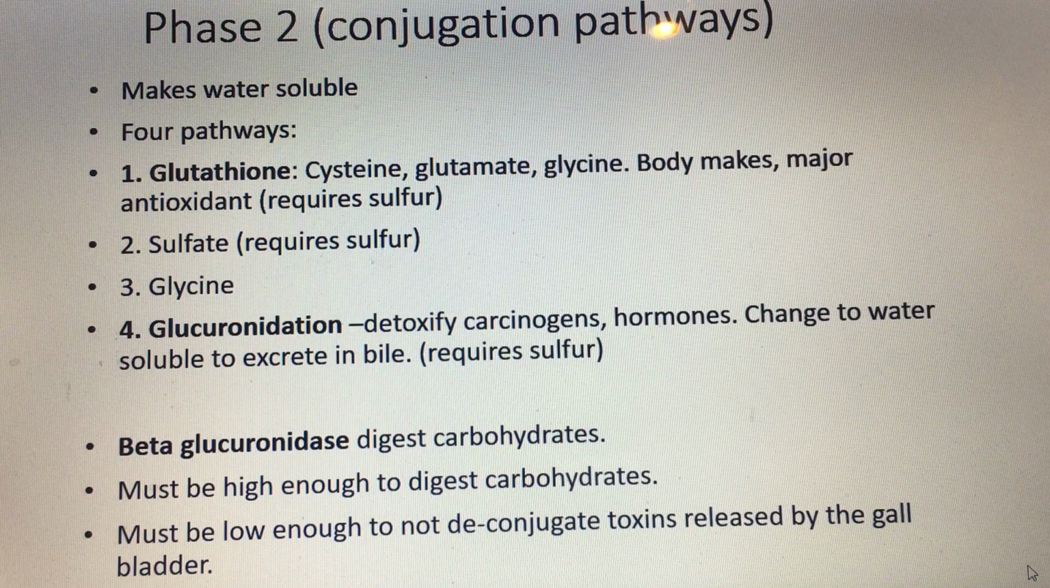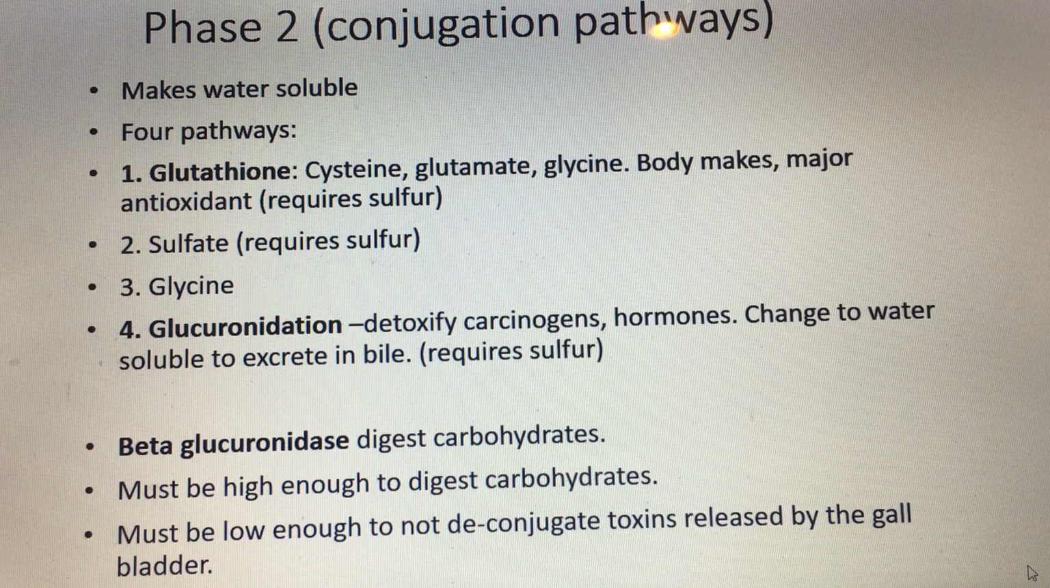Glutathione, that's made from amino acids and it requires sulfur. The amino acids are cysteine, glutamate, and glycine. So that's the first way it can do it. The second way phase 2 works is with sulfate or sulfation, and that requires sulfur. And sulfur is in those cruciferous vegetables. Another way is with glycine and then glucuronidation.